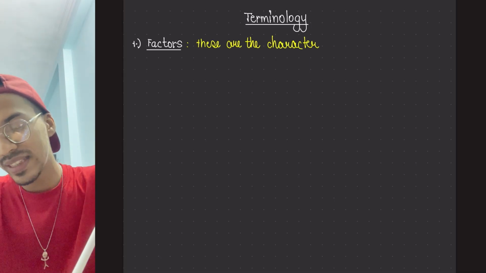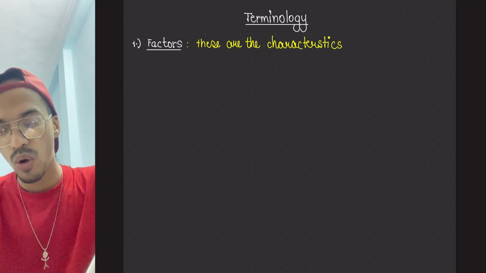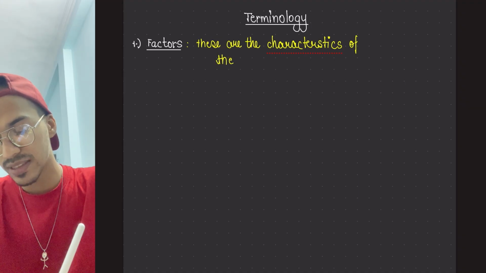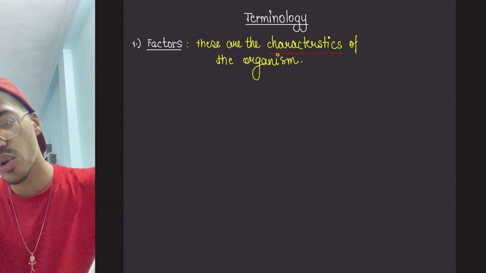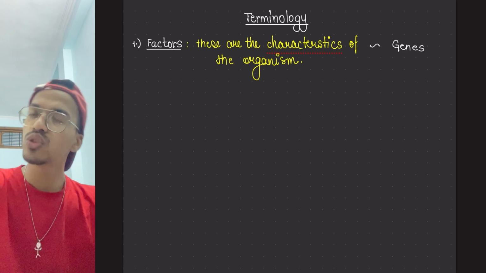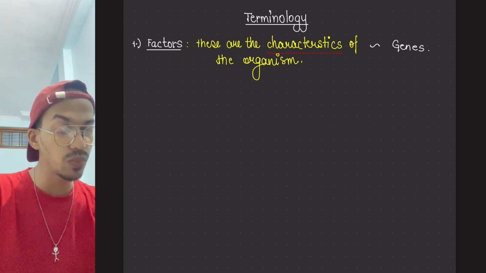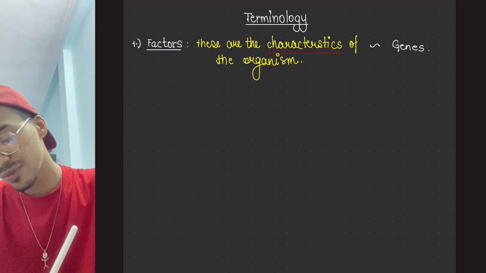So these are the characteristics of the organism. In today's terms, what do we call it? It is equivalent to the genes. So for Mendel, it is factor. Currently, as we understand the chromosomes, it is genes.